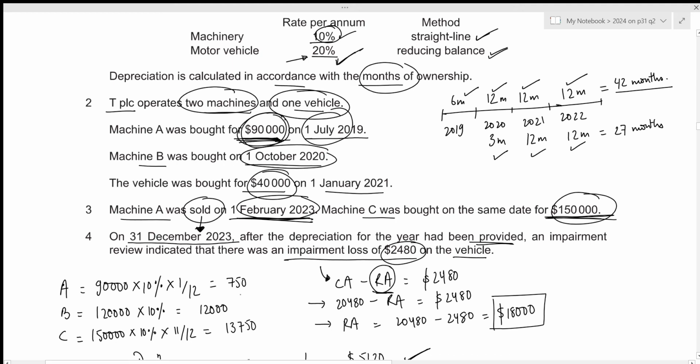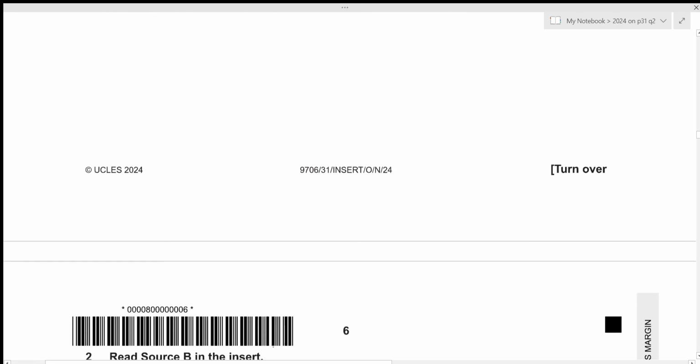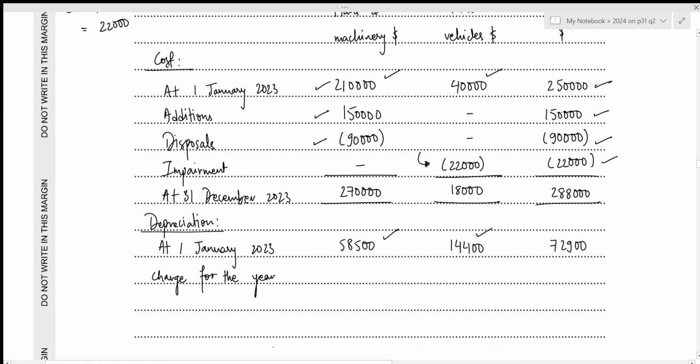Now we need to calculate the total depreciation for our plant and machinery. That will be 750 plus 12,000 plus 13,750, which results in the value of 26,500. Let's write it down. And we need to add this value, not subtract it, because in this case we're trying to calculate the total of the accumulated depreciation, and the depreciation charge for the year will definitely increase the value of that accumulated depreciation. So we always need to add it back, not subtract it.